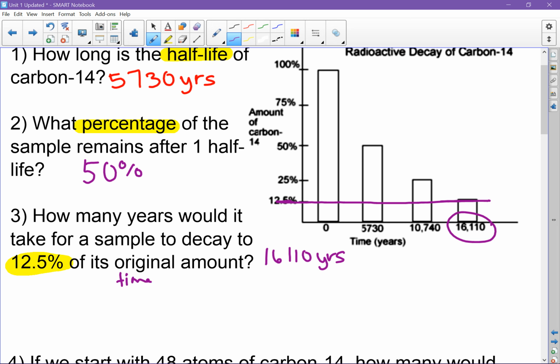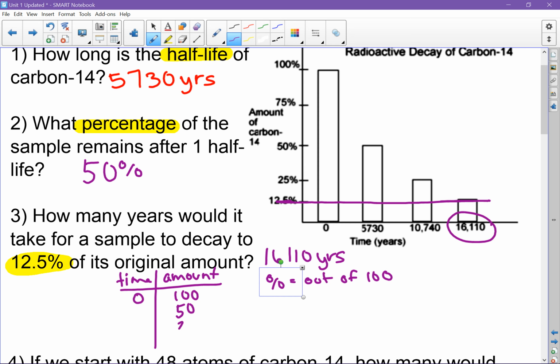Now if you weren't sure of that, you could also do a quick t-chart. You could do the time and the amount of the substance. Time would start at 0. Because we're dealing in percents, remember percent means out of 100. So I could start with 100, and let's divide in half until we get that much. So we'd have 50, divide it in half again would be 25, divide it in half again, you'd have the 12.5%.